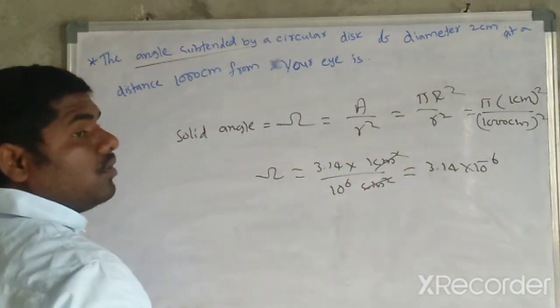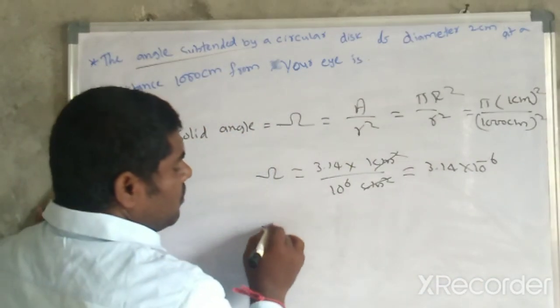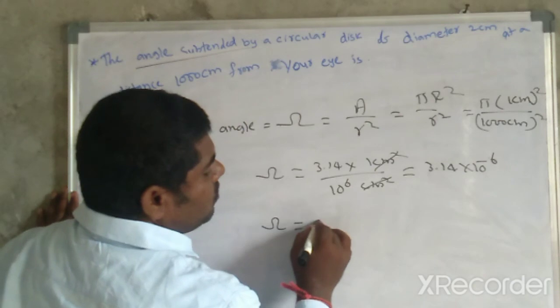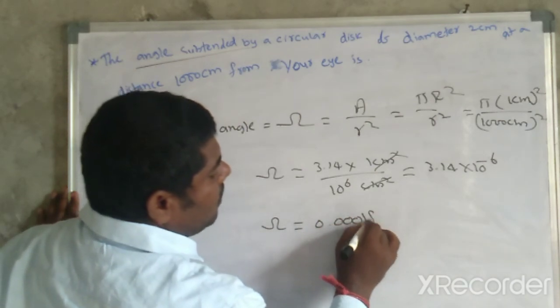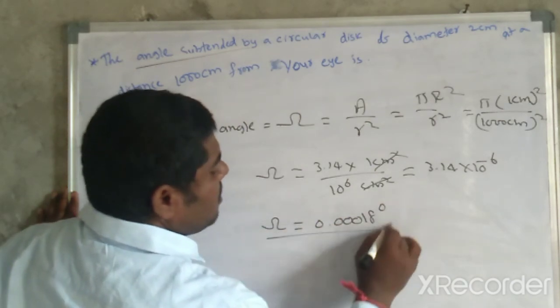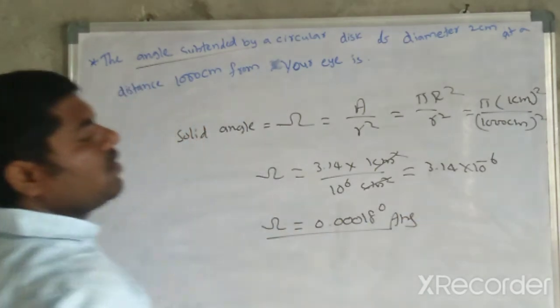Converting this value into degrees, it is equal to 0.00018 degrees. So this is the answer to the question.